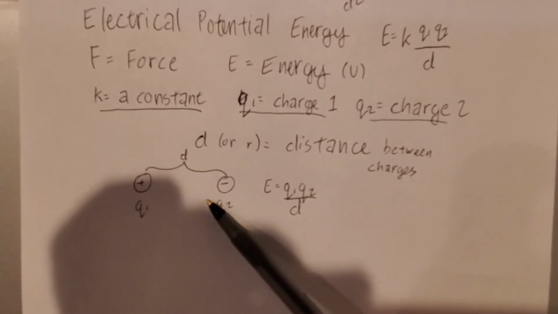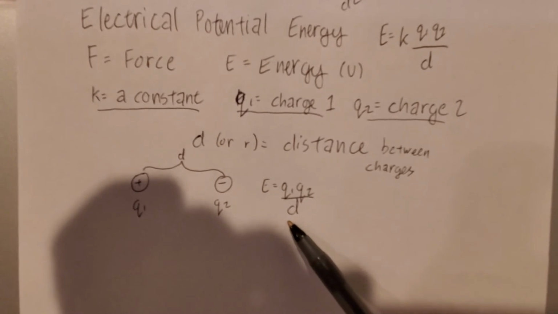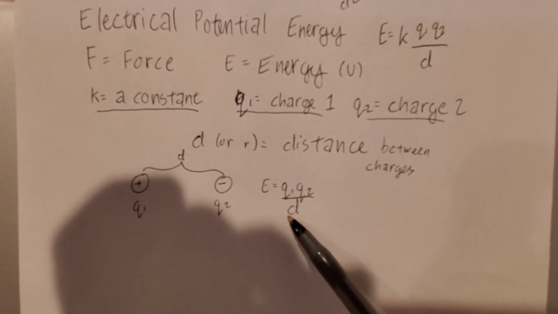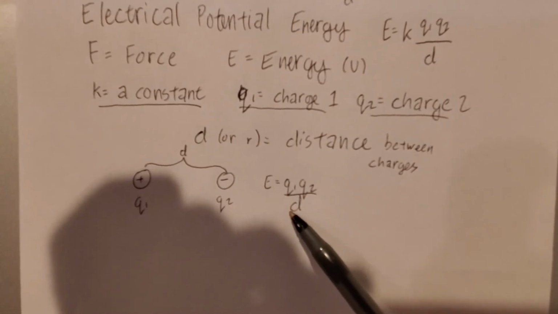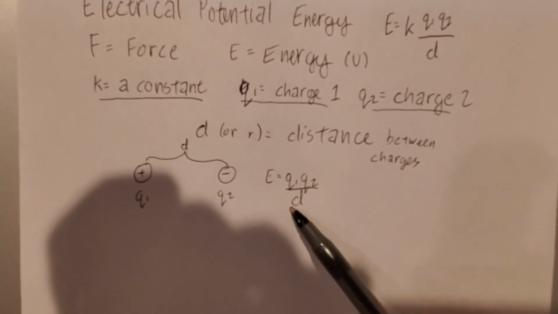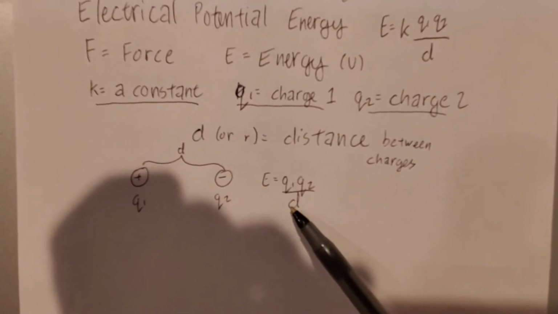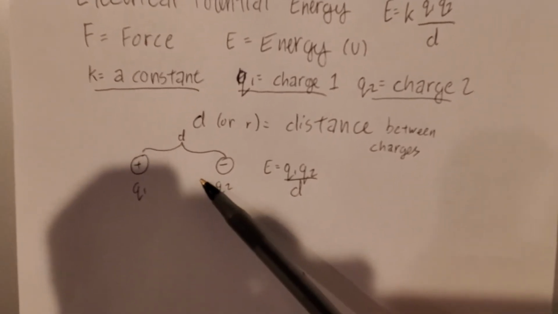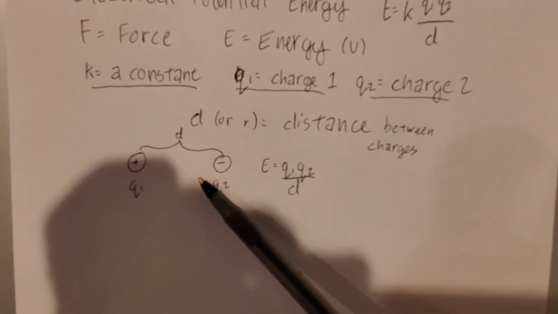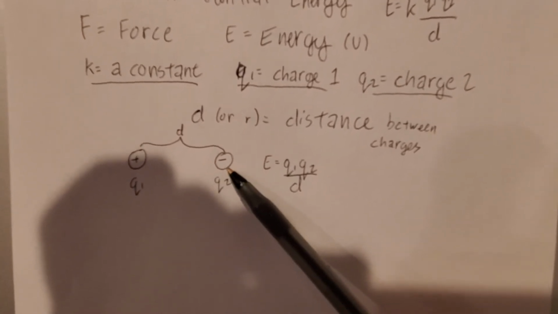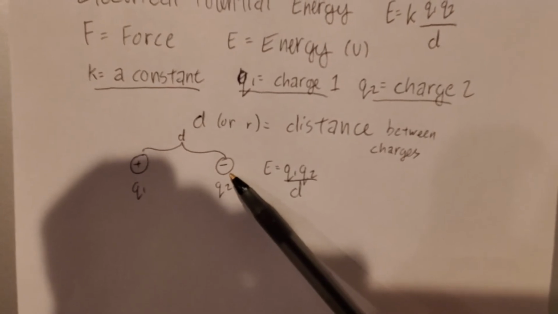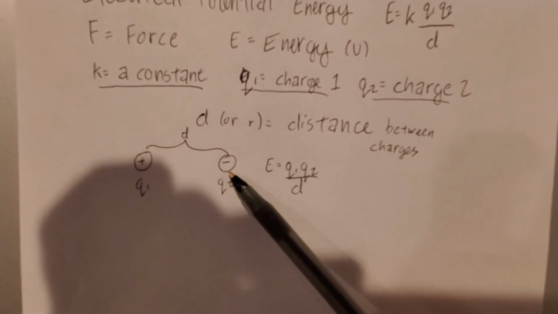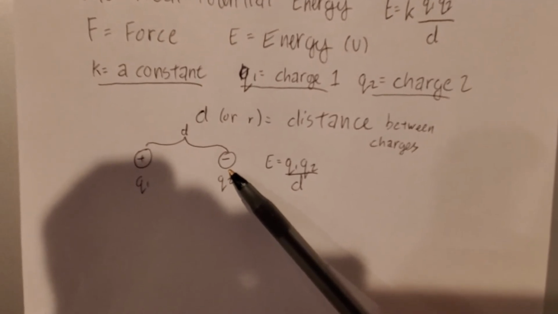And so as they move closer together, this D gets smaller, and that will cause the energy to go down, because it was negative, and then it's being divided by a smaller and smaller number. If you move them apart from each other, then the energy will go up. If you flip this negative into a positive, now both Q1 and Q2 are positive, and so the sign of E just flipped from negative to positive, and that will make the energy of the system go up.